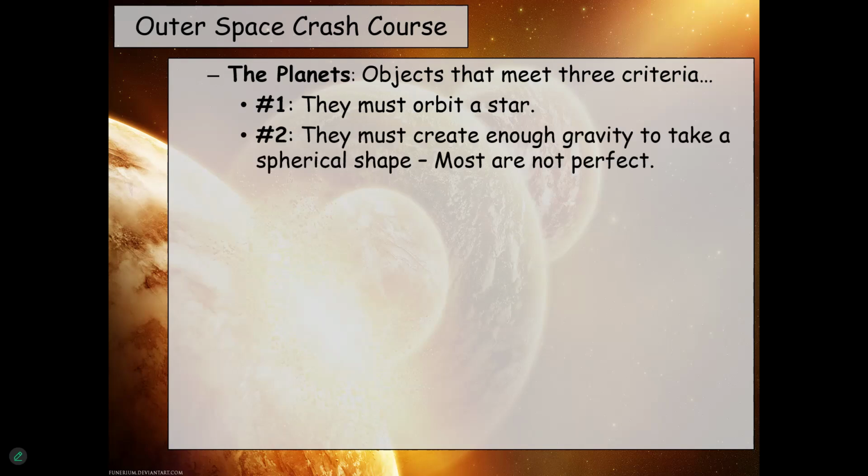Number two, they have to have enough gravity to squish themselves into a more or less spherical shape. It doesn't have to be a perfect sphere. The Earth's not a perfect sphere. The Earth is sort of squashed. It's wider at the equator than it is at the poles, like if you took a bouncy ball and you kind of squished it between your hands a little bit. So it doesn't have to be perfect, but you do have to have enough gravity to create, or really, I should say, maintain a round shape because God gave them their shapes.